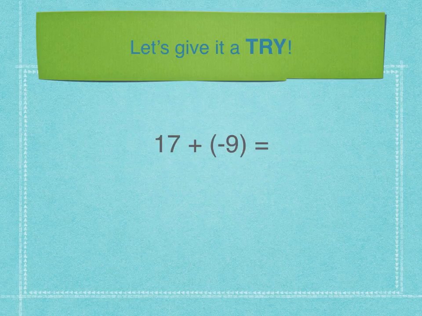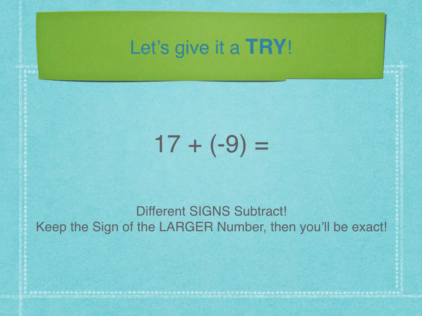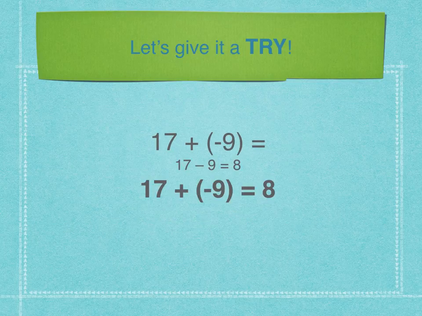So let's give it a try. We have 17 plus -9. What do you notice about 17 plus -9? That's right, they have different signs, so we'll follow our song lyrics, different signs subtract. Keep the sign of the larger number, then you'll be exact. 17 minus 9 equals 8. So our problem's solution is 8.